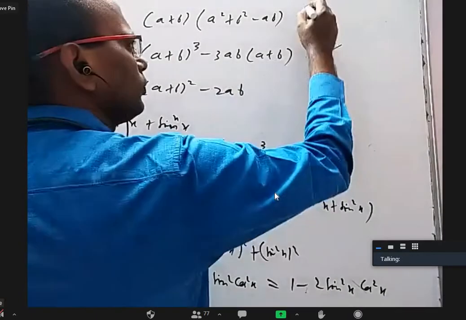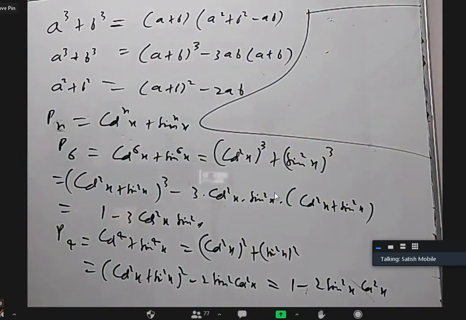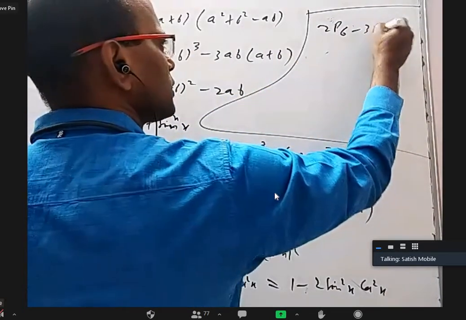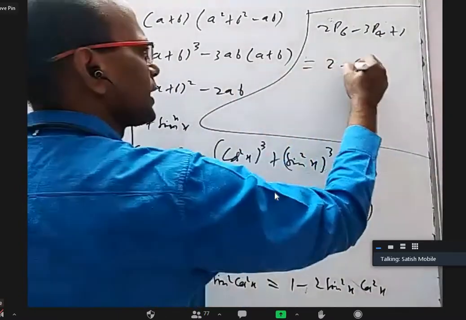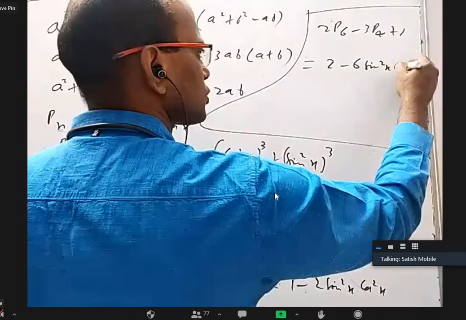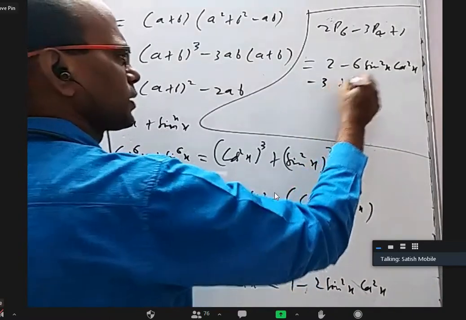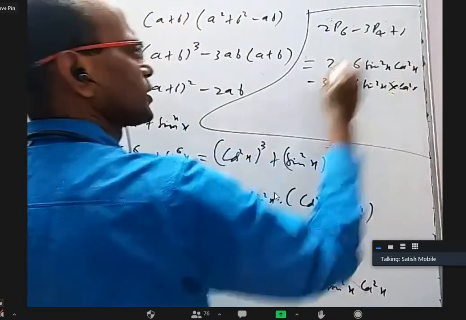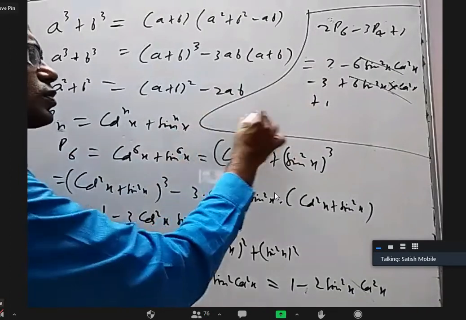Now, what is the question actually? 2 P6 minus 3 P4 plus 1. When you multiply this with 2, 2 minus 6 sin square x cos square x. When you multiply this with minus 3, plus 6 sin square x cos square x, plus 1. These two will cancel the x part. 2 plus 1 minus 3 is 0. Is the answer 0?